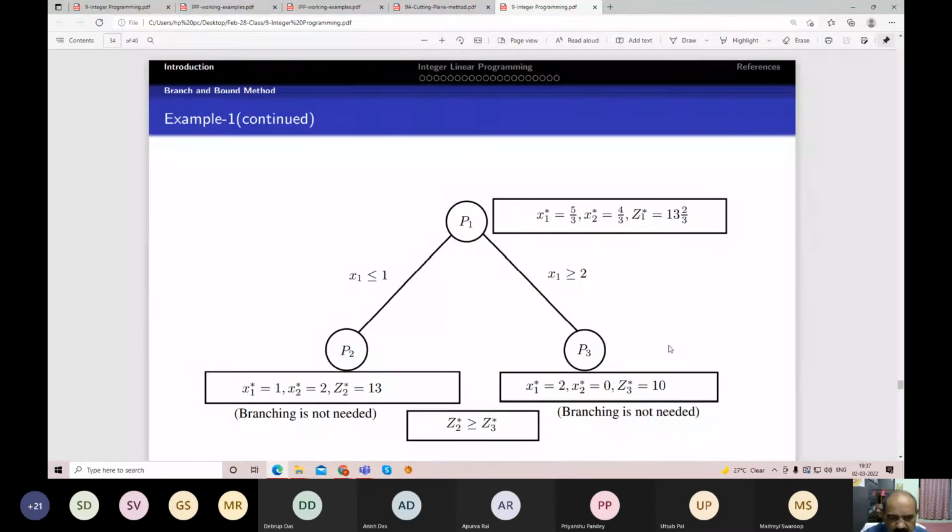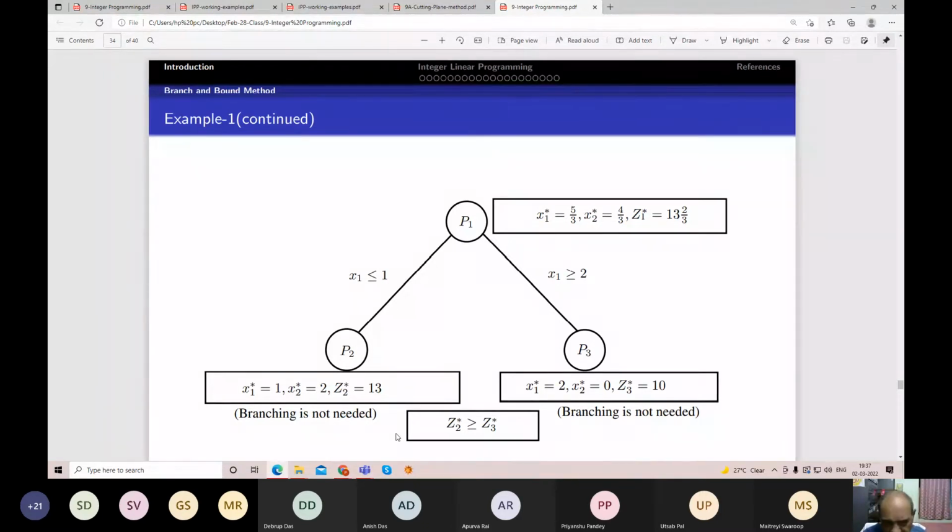And graphically it is like this. So you can see here Z2 star is greater than or equal to Z3. Actually it's strictly greater, but both can be equal also. See here, no branching is possible because we already got an integer solution. If it is non-integer, further branching is possible. Okay, the branching is binary.